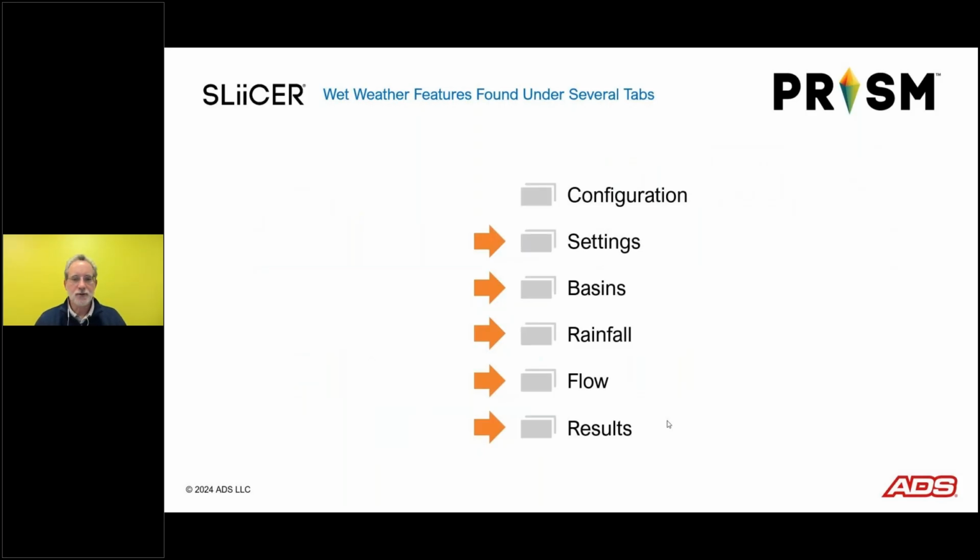Now, SLiiCER operates, and you'll see this as we get into the demo a little later, it's broken up into 6 components, and those components are listed here. We have a configuration, we have settings, basins, rainfall, flow, and results. Those are the main functional areas inside of SLiiCER, and wet weather features, as you might expect, are found throughout those. So we're going to step through each of these areas and talk about the features in there related to wet weather analysis. We're going to start with the settings.